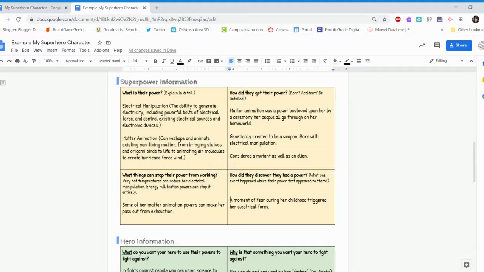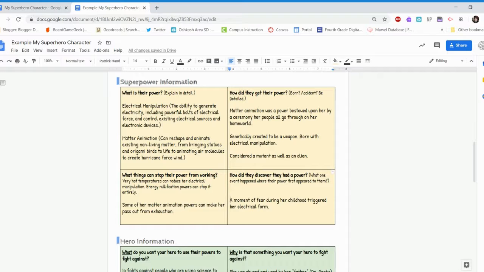Can't do anything to a poor animal. From bringing statues to life, I can make little origami birds and bring those to life. I can animate air molecules, create wind forces, things like that. Again, I know some of you wanted two powers. I'm working off of an existing character to try to give you an example. So I'm sorry. The next box, though, is how did they get their power?